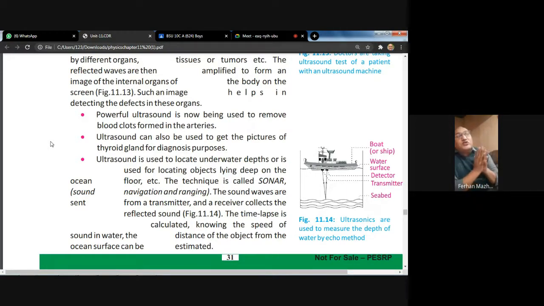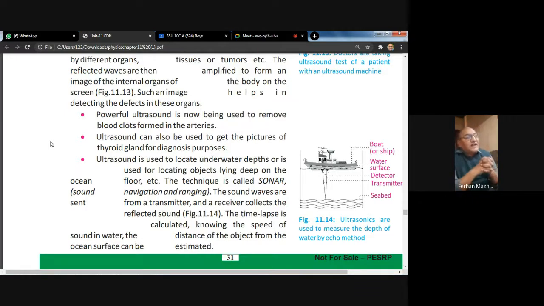Ultrasound can also be used to get pictures of the thyroid gland for diagnosis purposes. Ultrasound is used to locate underwater depth, or for locating objects lying deep on the ocean floor. The technique is called sonar. Sonar stands for sound navigation and ranging.